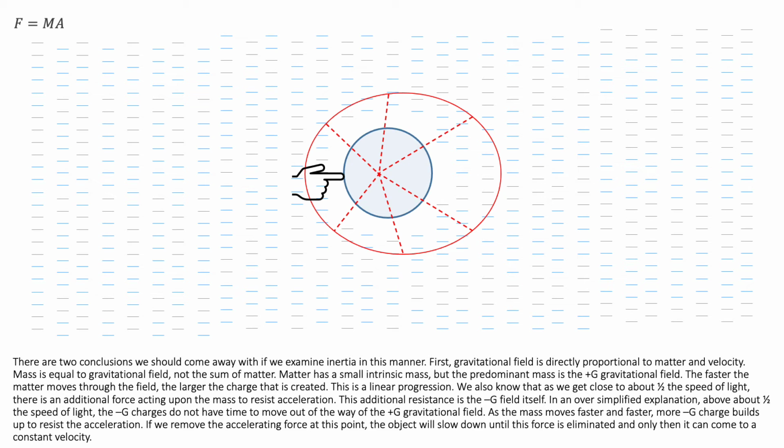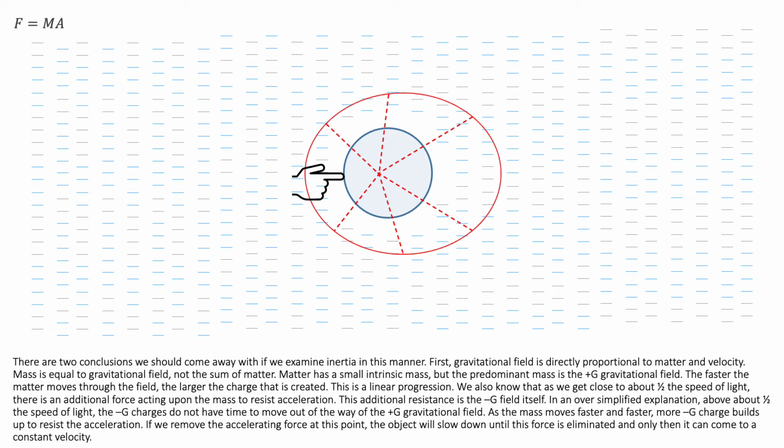We also know that as we get close to about 1/2 the speed of light, there is an additional force acting upon the mass to resist acceleration. This additional resistance is the g field itself. In an oversimplified explanation, above about 1/2 the speed of light, the g charges do not have time to move out of the way of the plus g gravitational field. As the mass moves faster and faster, more g charge builds up to resist the acceleration.